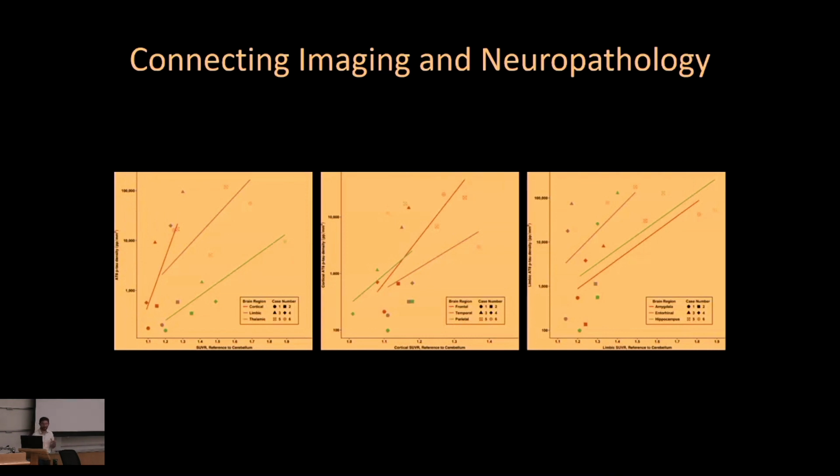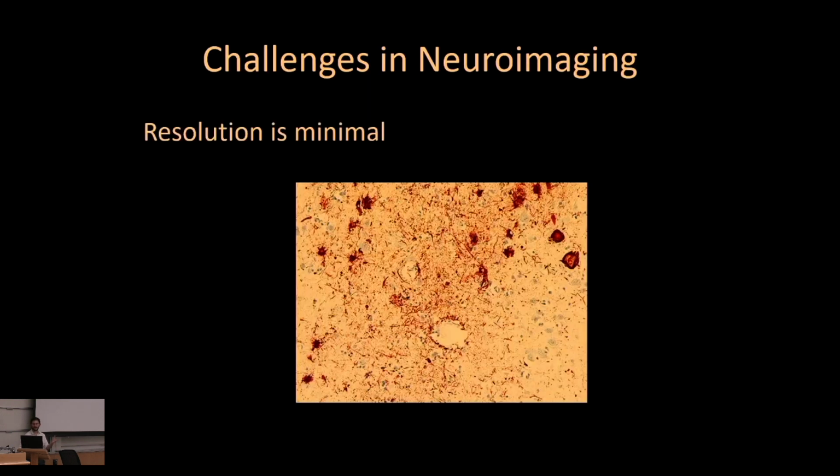Sometimes it looks really good depending on the region that you have. Sometimes it correlates really well, but other areas not so much. So the jury is still out on that. But why is this the case, right? We're looking at a protein, we're doing staining. Why can we not get these to line up?